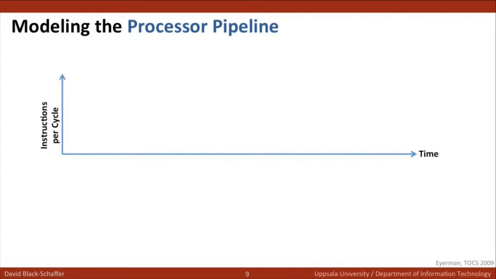So let's take a look at modeling the processor pipeline. To model the processor pipeline, we're going to take a look at what goes on in the processor over time, and we're going to measure it in terms of instructions per cycle. That is, how much work is the processor managing to get done in a particular time.